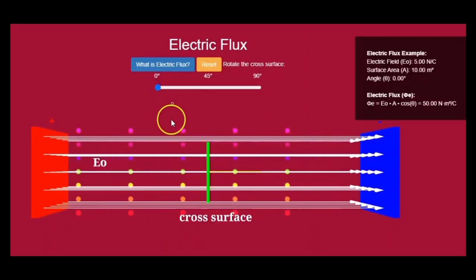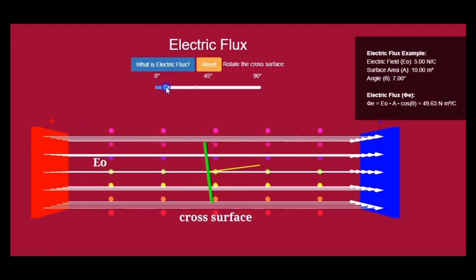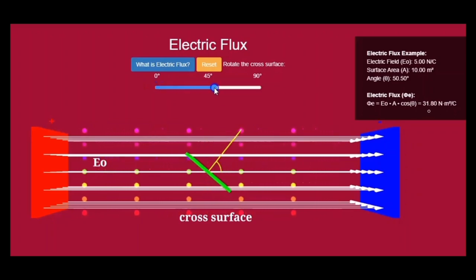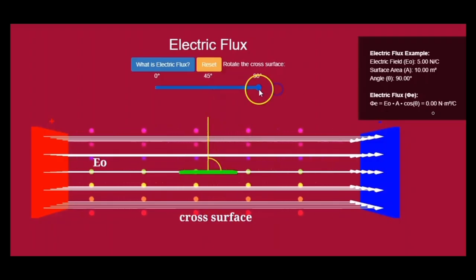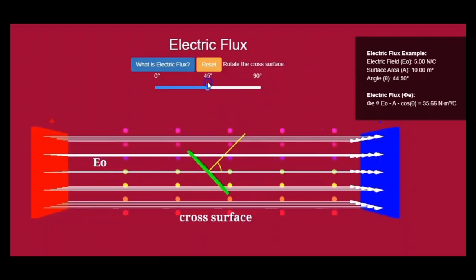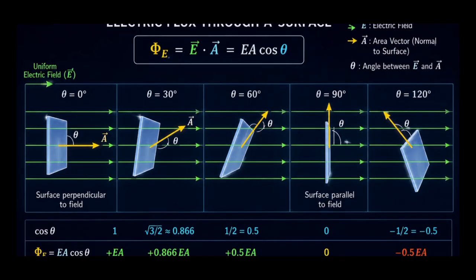Now as the angle will change from 0 to 45 degree, so here the flux is changing, and from 45 to again 90 the flux goes to 0, and if I again change the angle, it again changes. So cos 90 was 0, so there will be no flux at that point of time. So we can also see it pictorially.